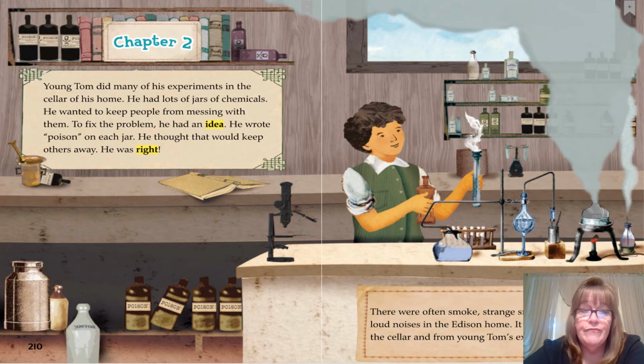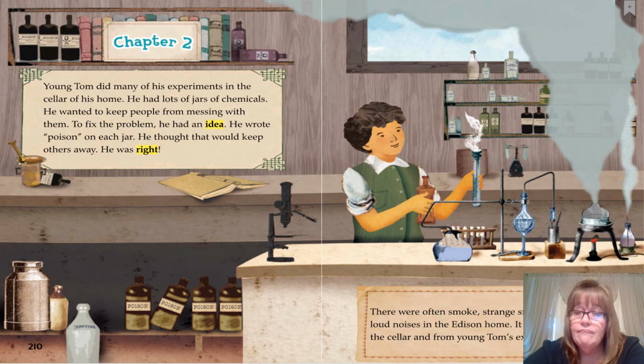Chapter 2. Young Tom did many of his experiments in the cellar of his home. He had lots of jars of chemicals. He wanted to keep people from messing with them. To fix the problem, he had an idea. He wrote poison on each jar. He thought that would keep others away. He was right.